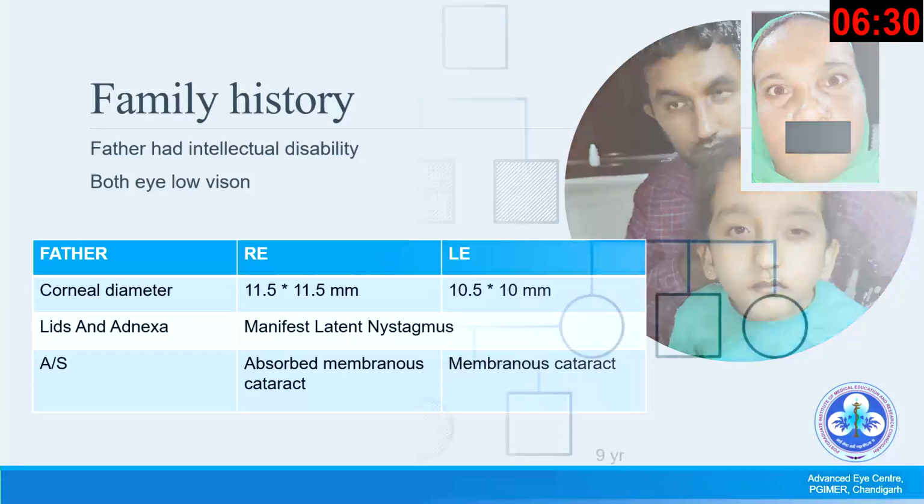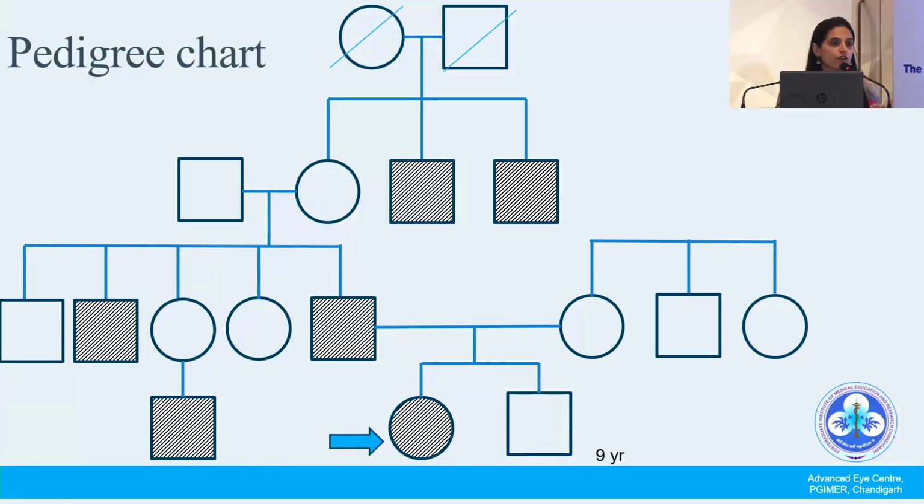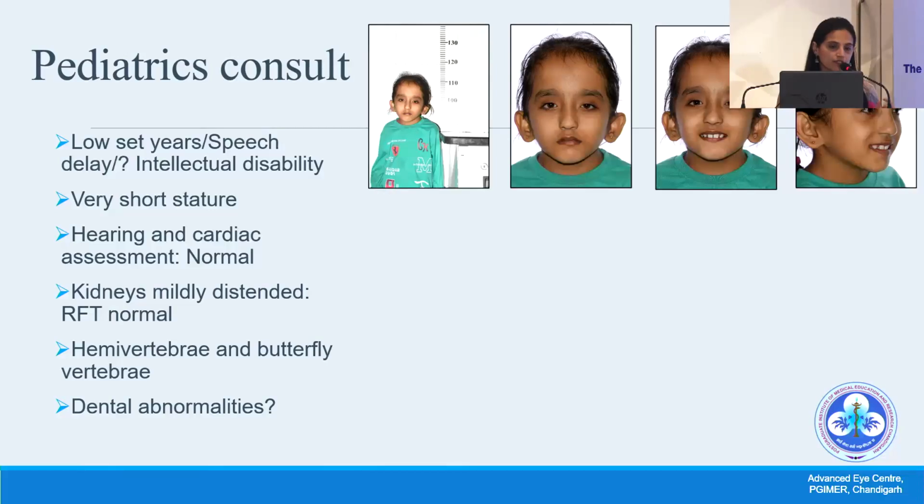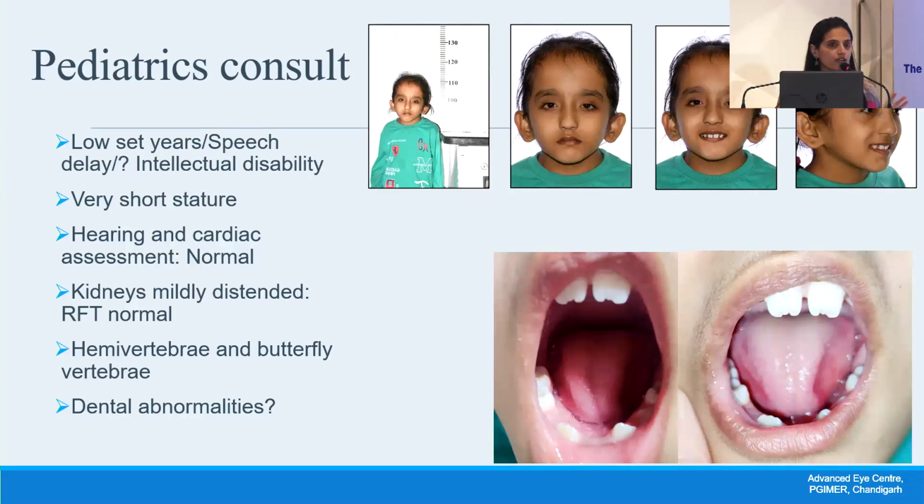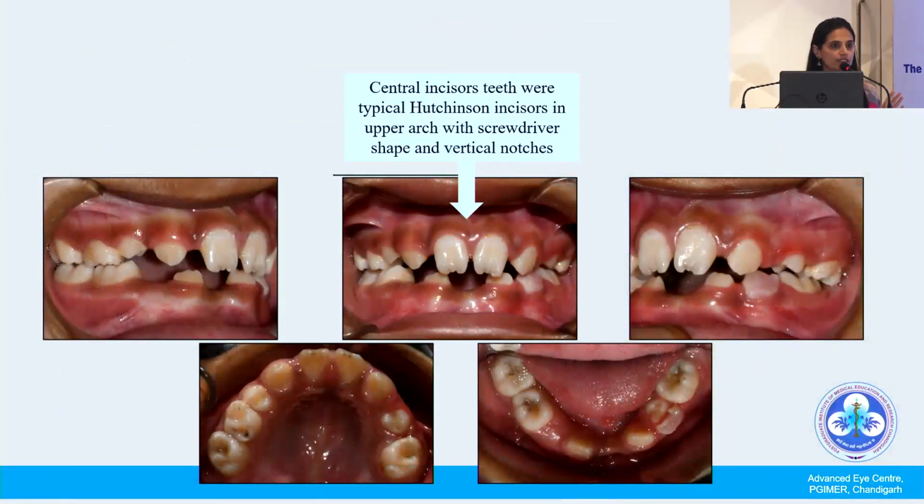The mother was normal. So now we did a pedigree, and you see a lot of males in the family having the disorder, and the child was a female, the sibling who was a male was normal, and the mother was normal. So looking at the child's growth, we saw that she had low set ears, she had some intellectual disability, but the mother was not sure. She had a short stature, the cardiac and hearing assessment, everything came out to be normal. She had a hemivertebra and butterfly-shaped vertebra, and the pediatrician thought that she had dental abnormalities, and this is how her teeth looked. And when we got a dental consult, the central incisors were the typical Hutchinson incisors.